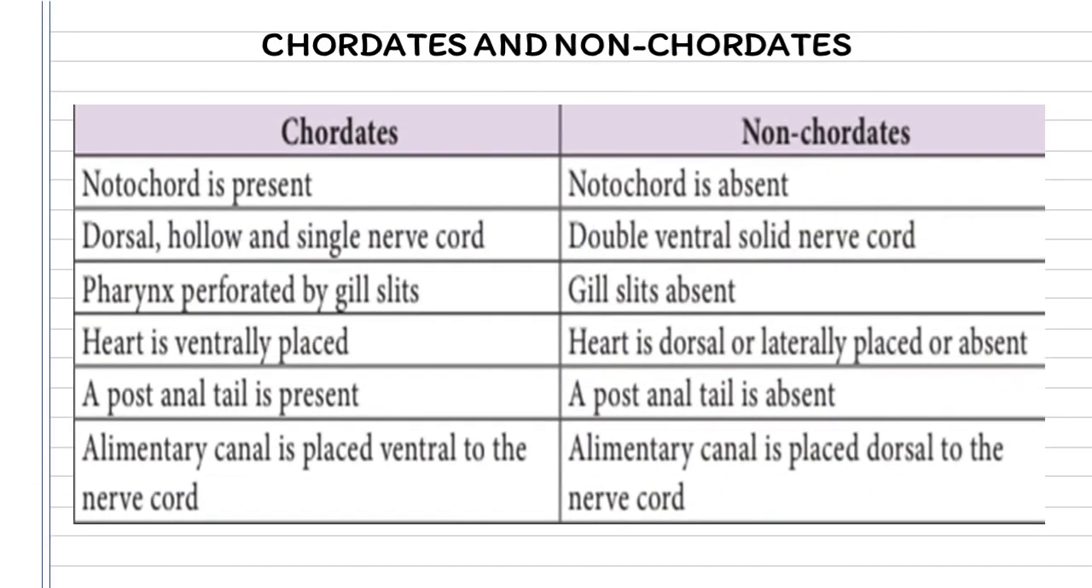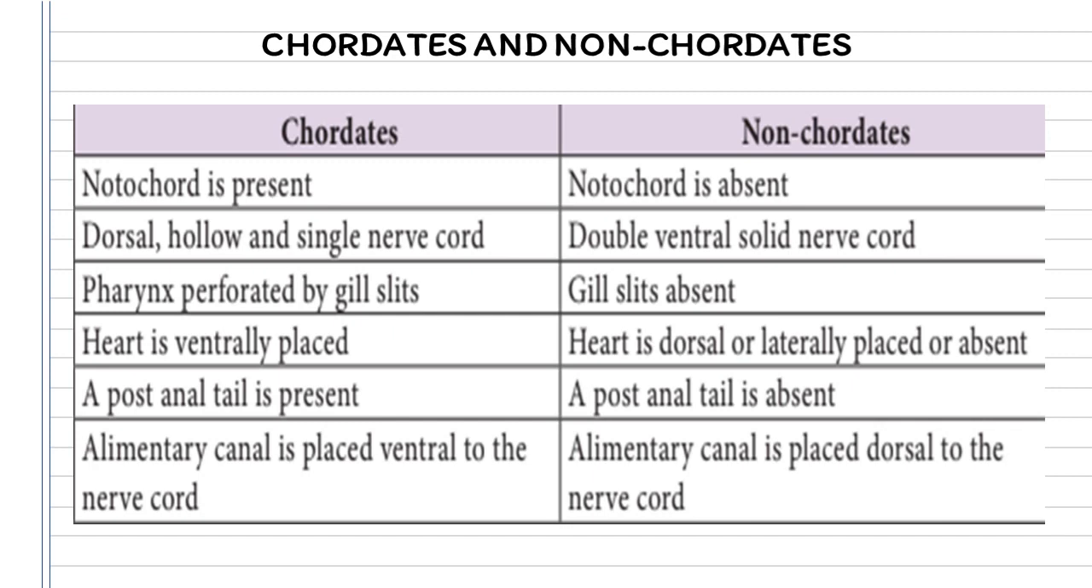Okay, so these are the characters we have discussed regarding mammals. Now we can discuss one comparison of chordates as well as non-chordates. What is the difference between chordates and non-chordates? Some important features we can discuss, right? The first, very important character: in chordates, notochord is present. In non-chordates, notochord is absent. Of course, it is one of the very important characters. Notochord is present for chordates as well as absent for non-chordates.